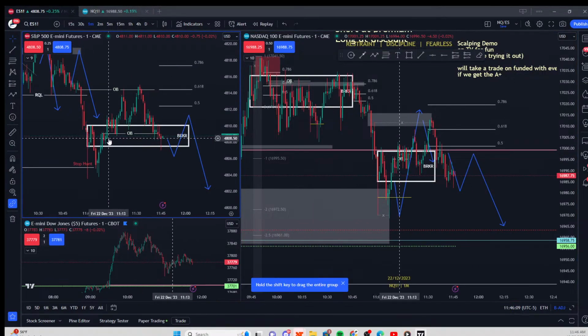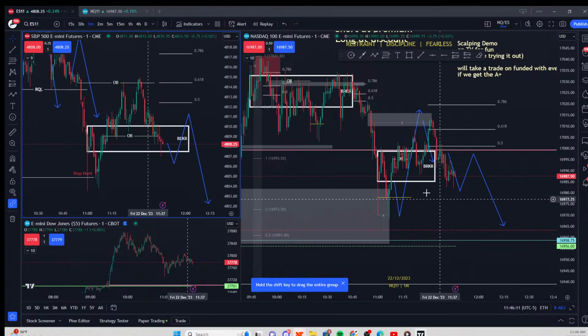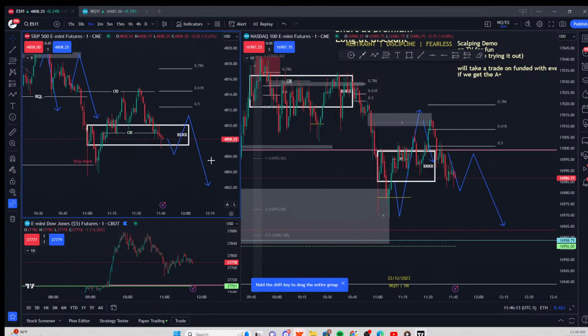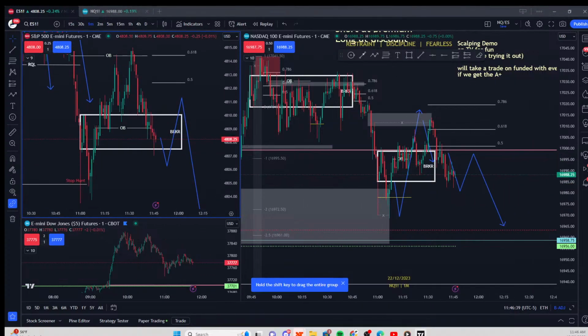This is still respecting this order block here, so don't get that twisted. It's not forming that bear structure yet, so even a retrace up, that's not a short that I'll take at least. We could get a lower short here coming up.